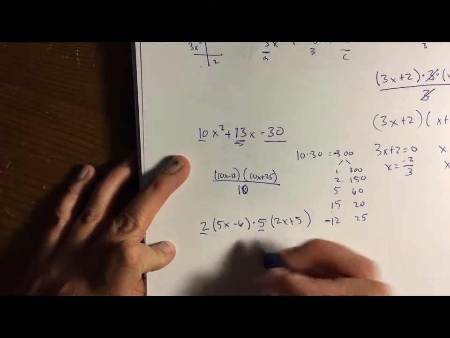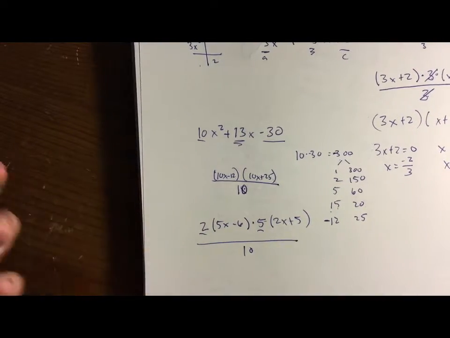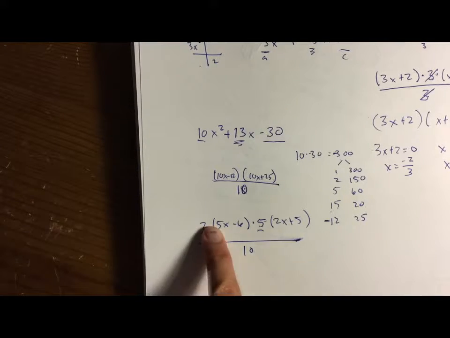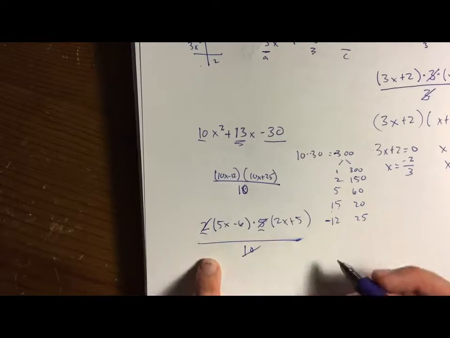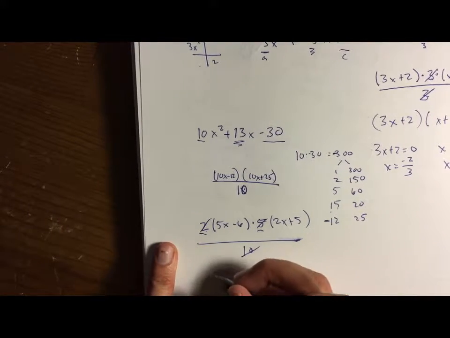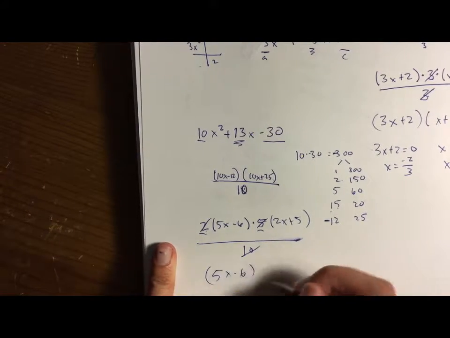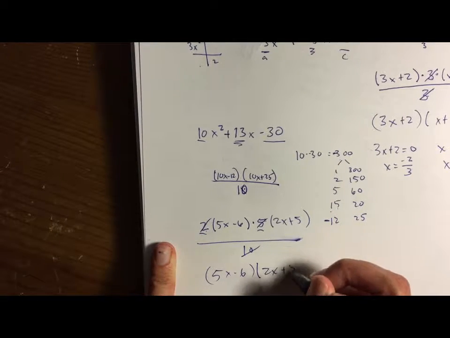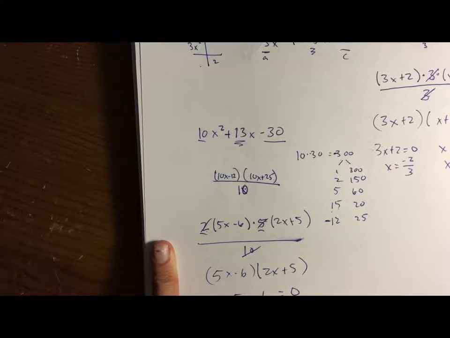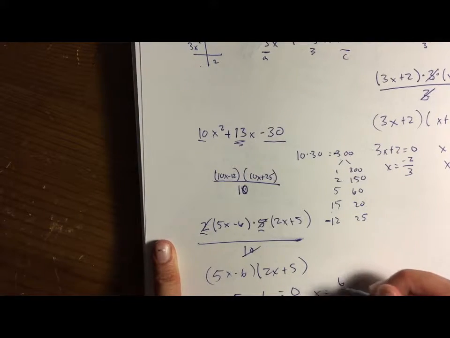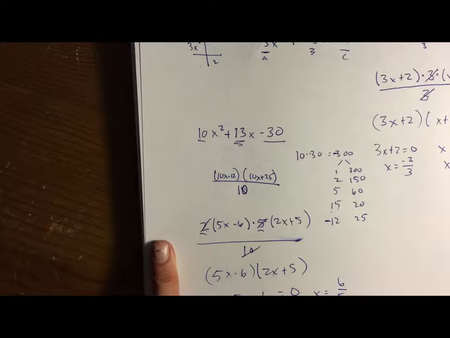Oh look, 2 times 5 equals 10, which is what it's over, and that's the goal: to pull something out of these two so that you can cancel with this. Cancel, cancel, cancel, because 2 times 5 is 10, and you get 5x minus 6 times 2x plus 5. Then set those equal to 0, so x is going to be 6 over 5, and negative 5 over 2.